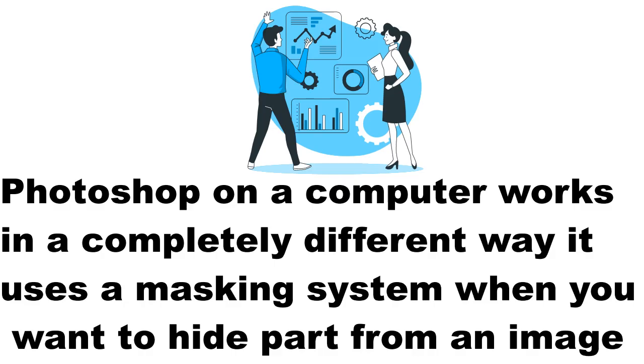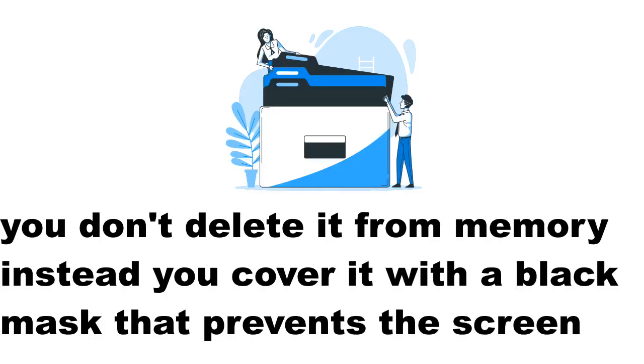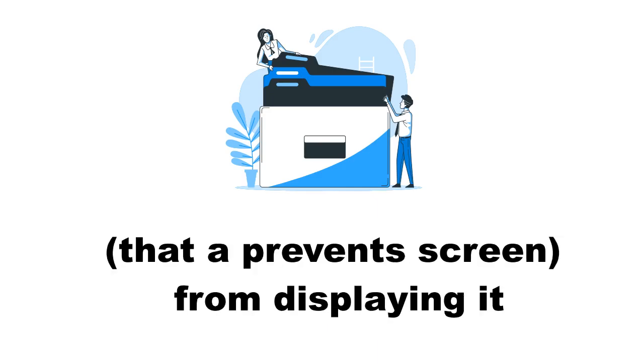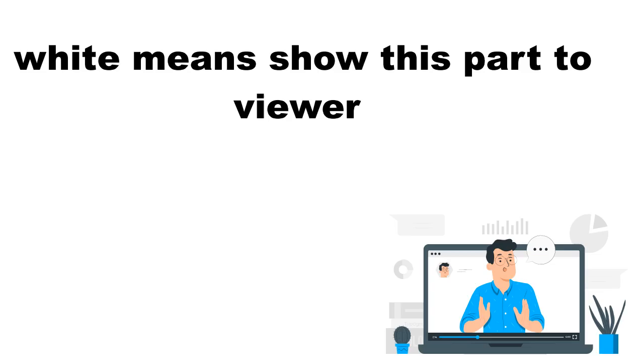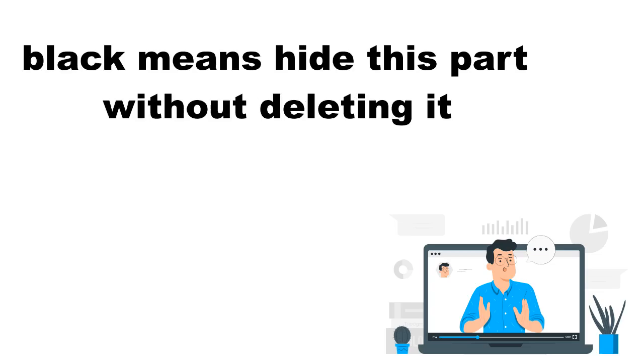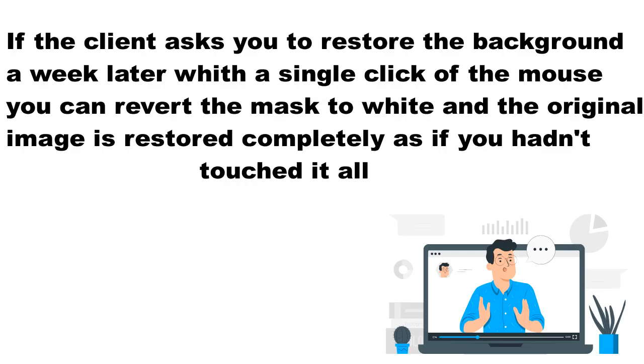Photoshop on a computer works in a completely different way. It uses a masking system. When you want to hide part of an image, you don't delete it from memory, instead, you cover it with a black mask that prevents the screen from displaying it. The black and white box you see on the computer screen represents the logic of power. White means show this part to the viewer. Black means hide this part without deleting it.